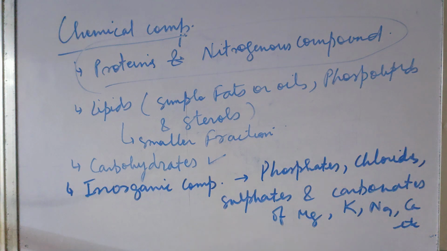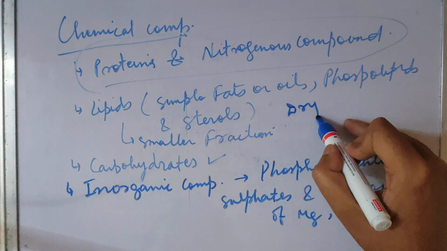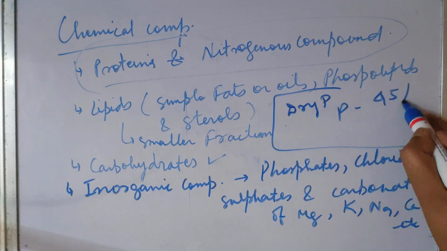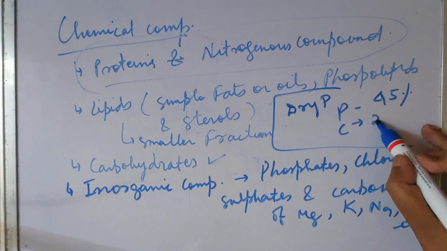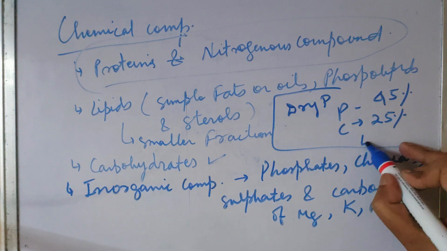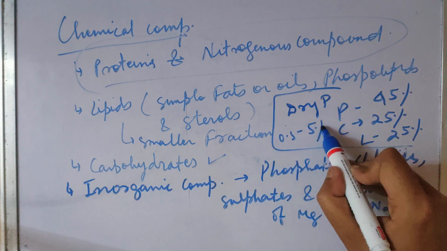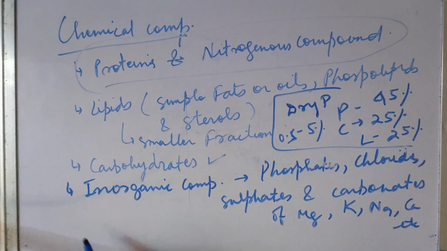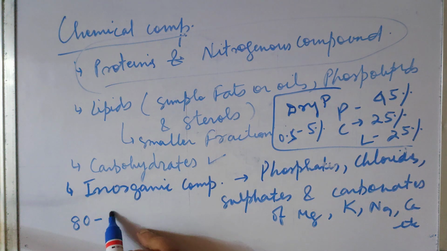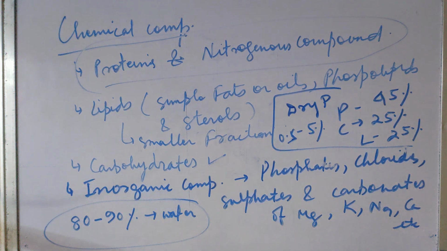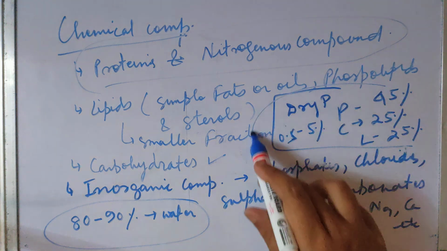So when you look at dry protoplasm, we will see proteins constitute around 45%, carbohydrates around 25%, lipids around 25%, and other substances around 5%. This is of dry protoplasm, but in wet protoplasm 80 to 90% of water is present. So it is the composition of dry protoplasm.